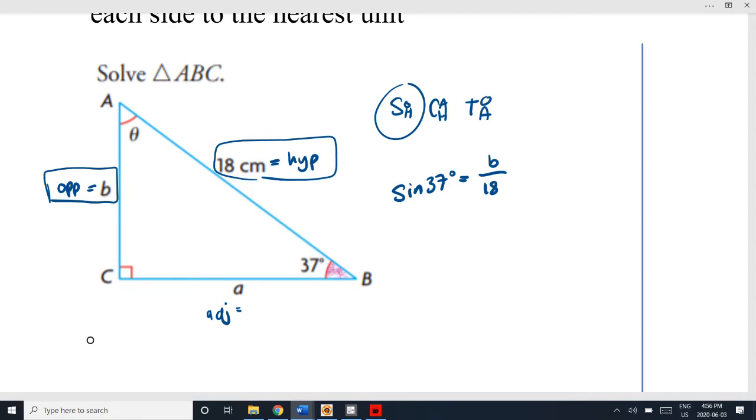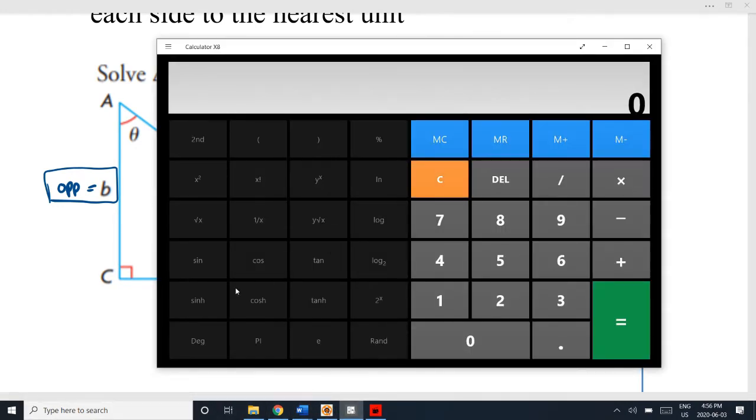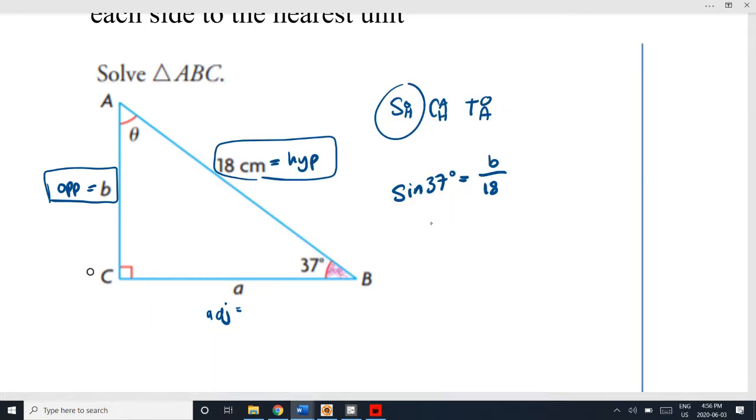We can simplify what sine 37 is using a calculator. Sine 37 is equal to 0.601. So we can rewrite sine 37 as 0.601, and we know it's equal to B over 18, opposite over hypotenuse. To solve for B, we multiply both sides by 18. This cancels the 18 here, so we have 18 times 0.601 equaling B. 18 times 0.601 is equal to 10.83.